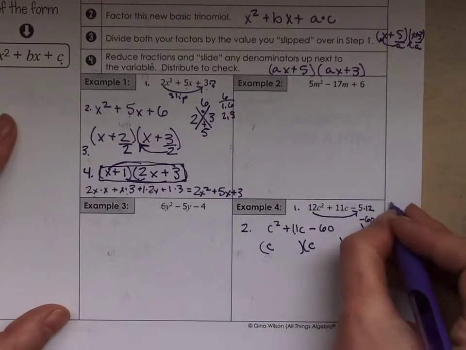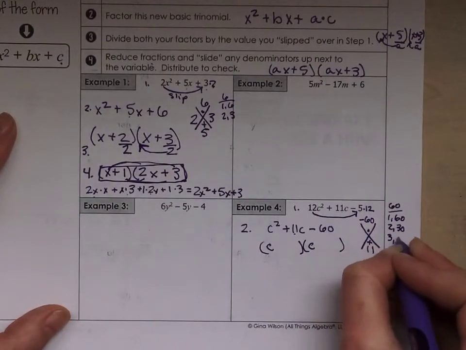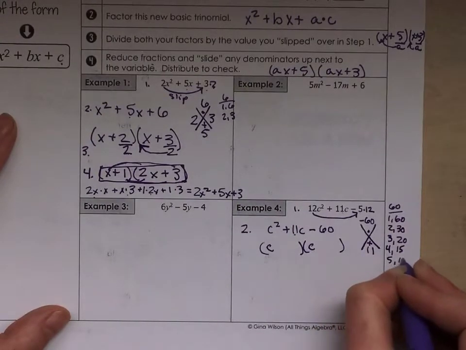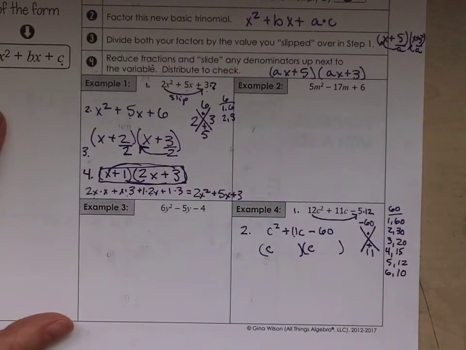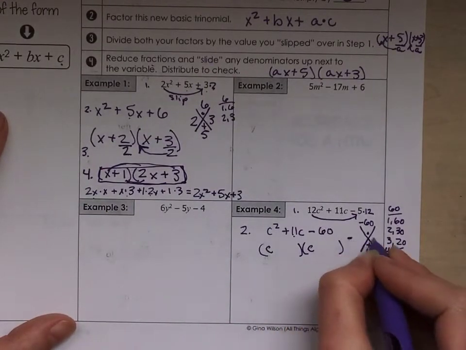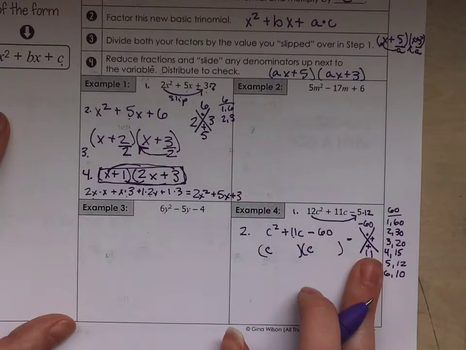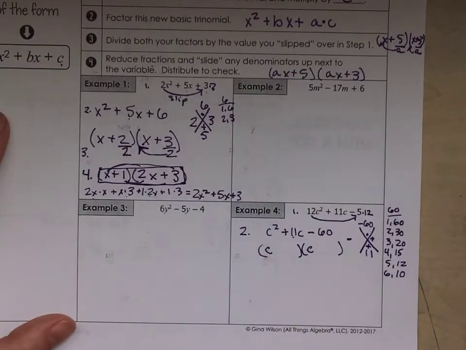So we'll list the factors of 60. 1 and 60, 2 and 30, 3 and 20, 4 and 15, 5 and 12, and 6 and 10. Out of all of those, man, that's a lot of things to look through. I know for a fact, though, that in order to multiply and get a negative 60, one of my factors has to be negative, one has to be positive. So in order to get a positive 11, I need to take my smaller factor subtracted from my bigger factor. It's the only way to get a positive.